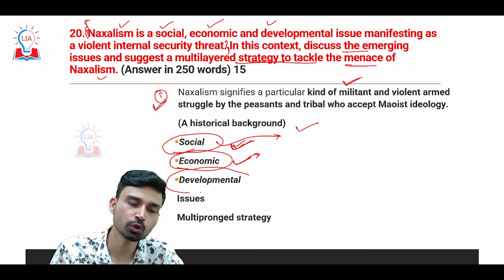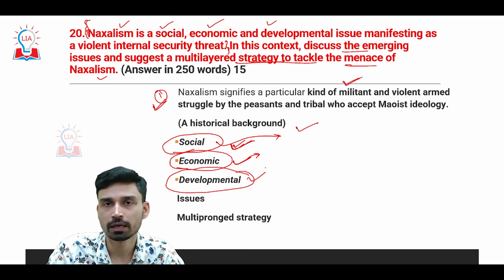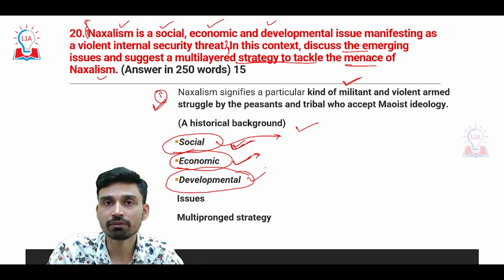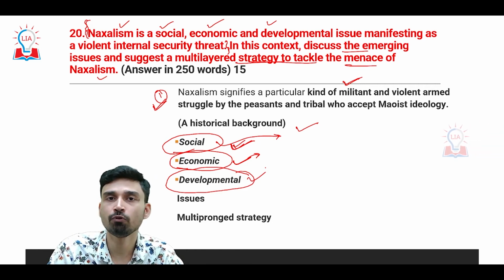Then third, you can talk about the overall developmental issues. Again, there is a lack of development with regards to infrastructure. A large number of villages in India which are Naxal infected or Naxal infested do not have basic cell phone or telecommunication facilities. For going to the nearby center, they have to travel through rivers and cross a dense forest area, putting their lives at risk.